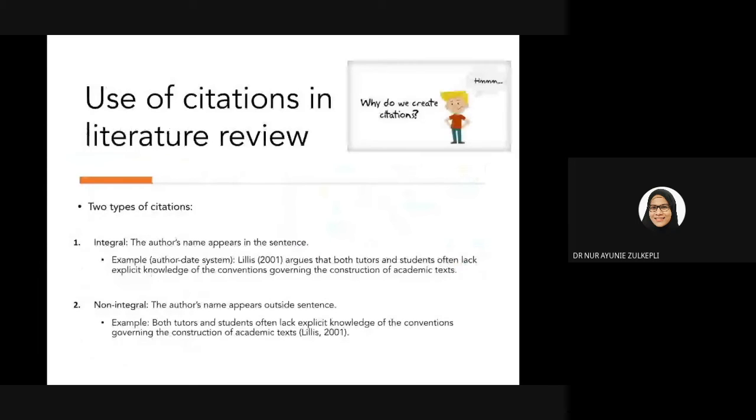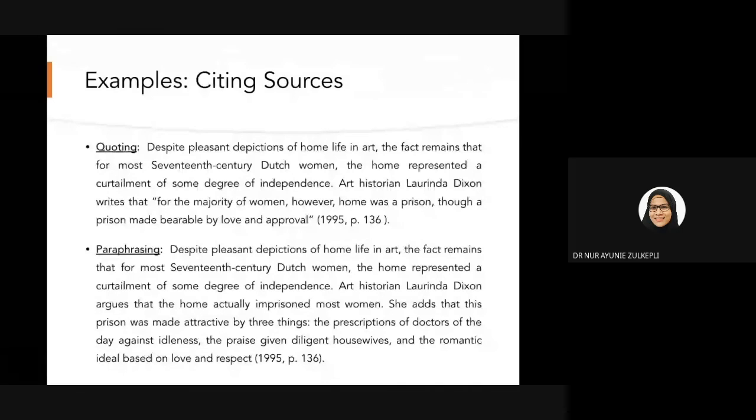Okay, so there are two types of citation, the integral and non-integral. For integral, the author's name appears in the sentence. For example, Lilly's 2001 argues that blah, blah, blah. And non-integral is basically where the author name appears outside the sentence. So it is blah, blah, blah, which is by Lilly's. This non-integral, I found it very commonly used by students. Okay. So citing sources, you can do in the form of quoting.